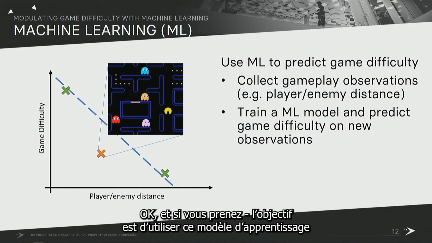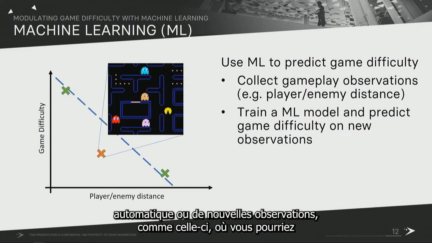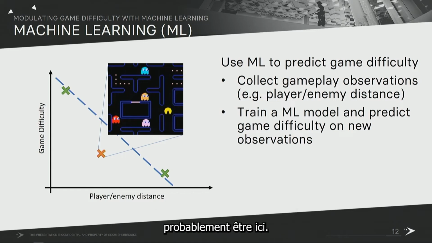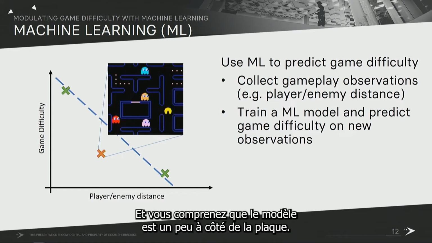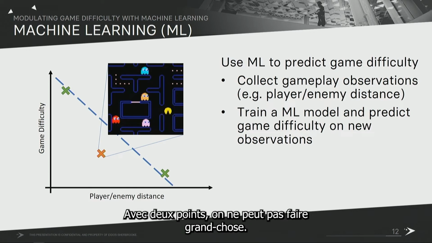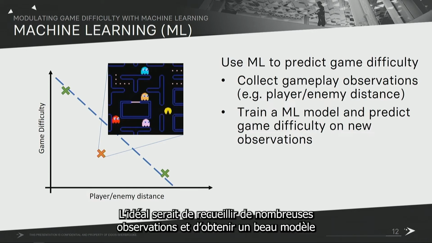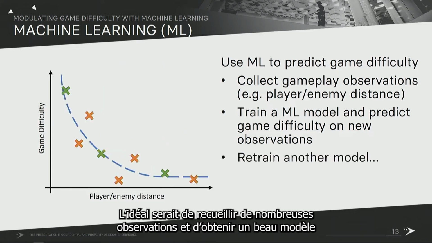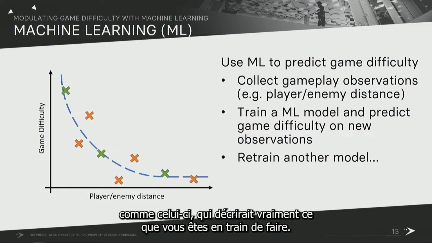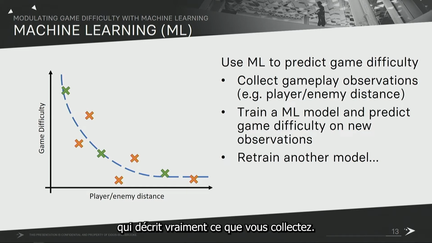Okay, and the goal is to use this machine learning model on a new observation like this one, where you could probably be here, and you kind of get that the model is a bit off the line. With 2 points, you cannot do really many things. What you would like to do, ideally, is collect many observations and end up with a nice model like that is really describing what you collected. And of course, this is a very simple example.